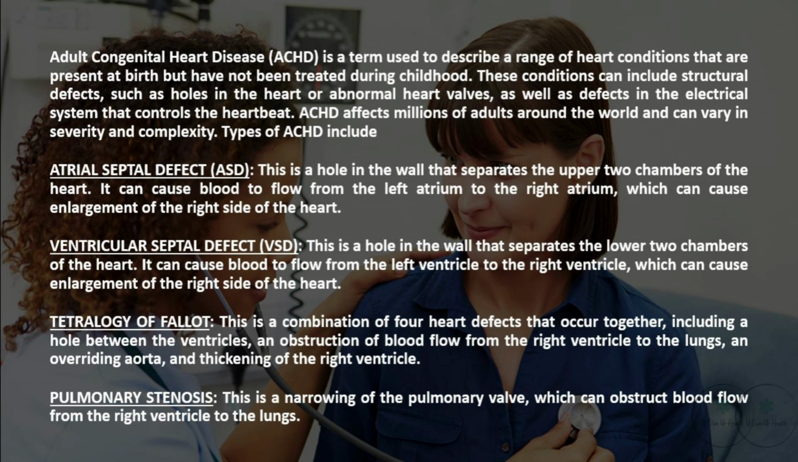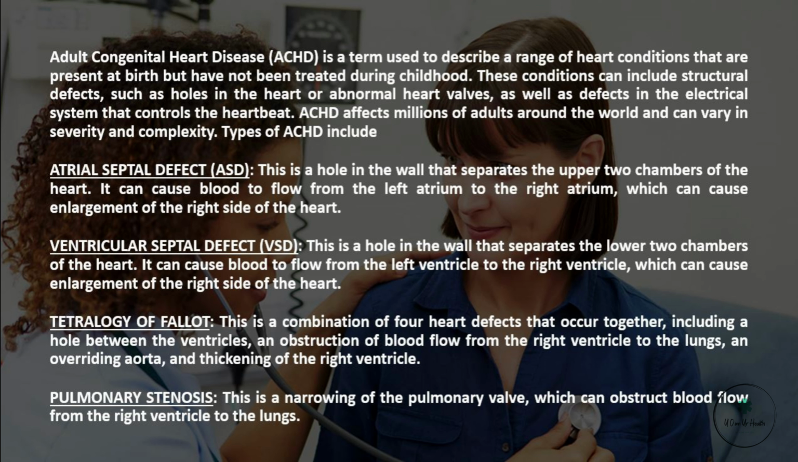What is adult congenital heart disease? Adult congenital heart disease (ACHD) is a term used to describe a range of heart conditions that are present at birth but have not been treated during childhood. These conditions can include structural defects, such as holes in the heart or abnormal heart valves, as well as defects in the electrical system that controls the heartbeat. ACHD affects millions of adults around the world and can vary in severity and complexity.